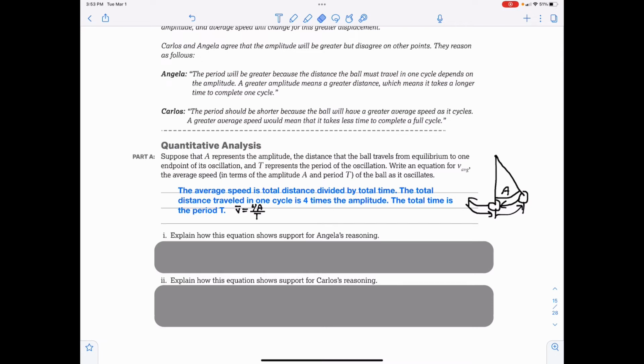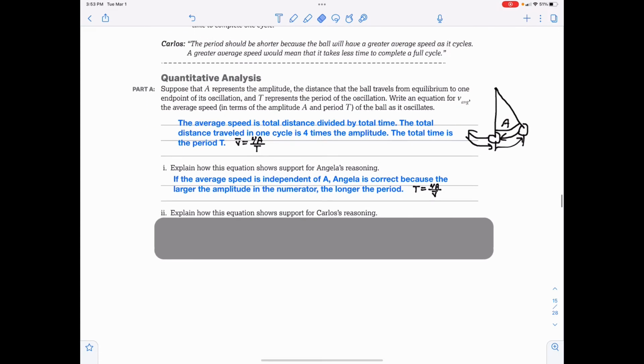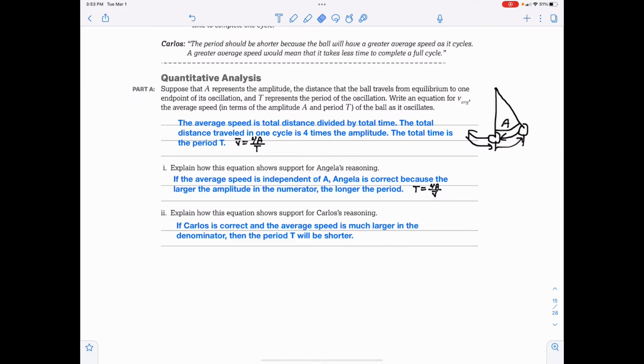Explain how this equation supports Angela's reasoning. Okay, well, Angela is saying that a greater amplitude means a greater distance. If the average speed is independent of A, then Angela is correct because larger amplitude in the numerator means a longer period. Explain how this equation could support Carlos's reasoning. If Carlos is correct, the average speed will be much larger in the denominator, and then the period T will be shorter. Right? Larger average speed, right? Lower period.